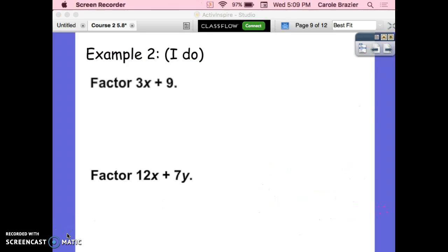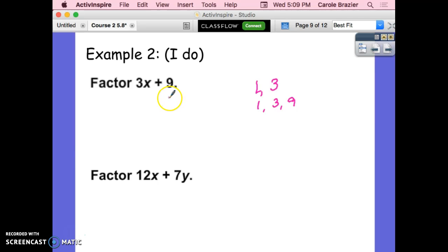Okay, welcome back. So those notes you just took, we're going to put into place. The first thing you need to do is find the greatest common factor between the 3 and the 9. So if I find the factors of 3, it's 1 and 3. If I find the factors of 9, it's 1, 3, and 9. So the biggest number that comes out of both of those is 3. So that's my number going outside the parenthesis, the one that I'm distributing.